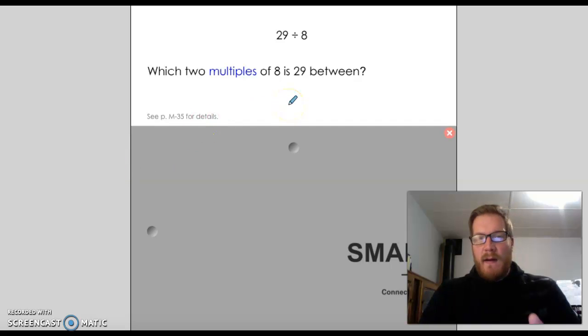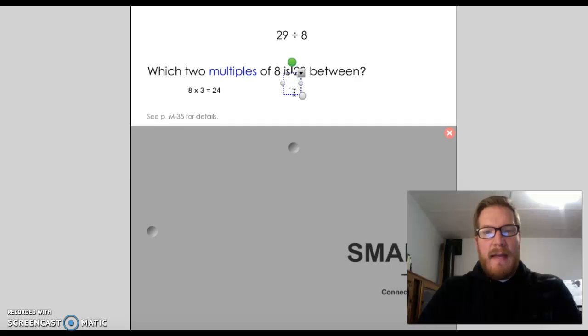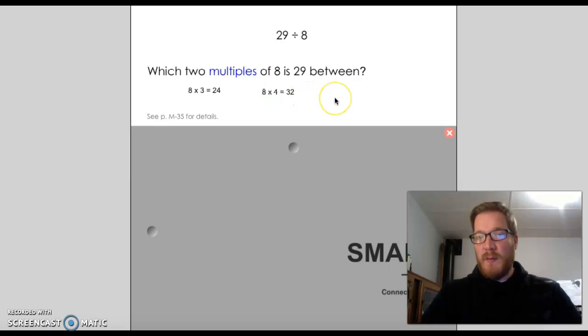So then we can carry that on with this question, 29 divided by 8. We can start thinking about which two multiples of 8 is 29 between. And so I know that 8 times 3 is 24, and I know that 8 times 4 is 32. The text is a little bit small in there. But so 29 is between 24 and 32.